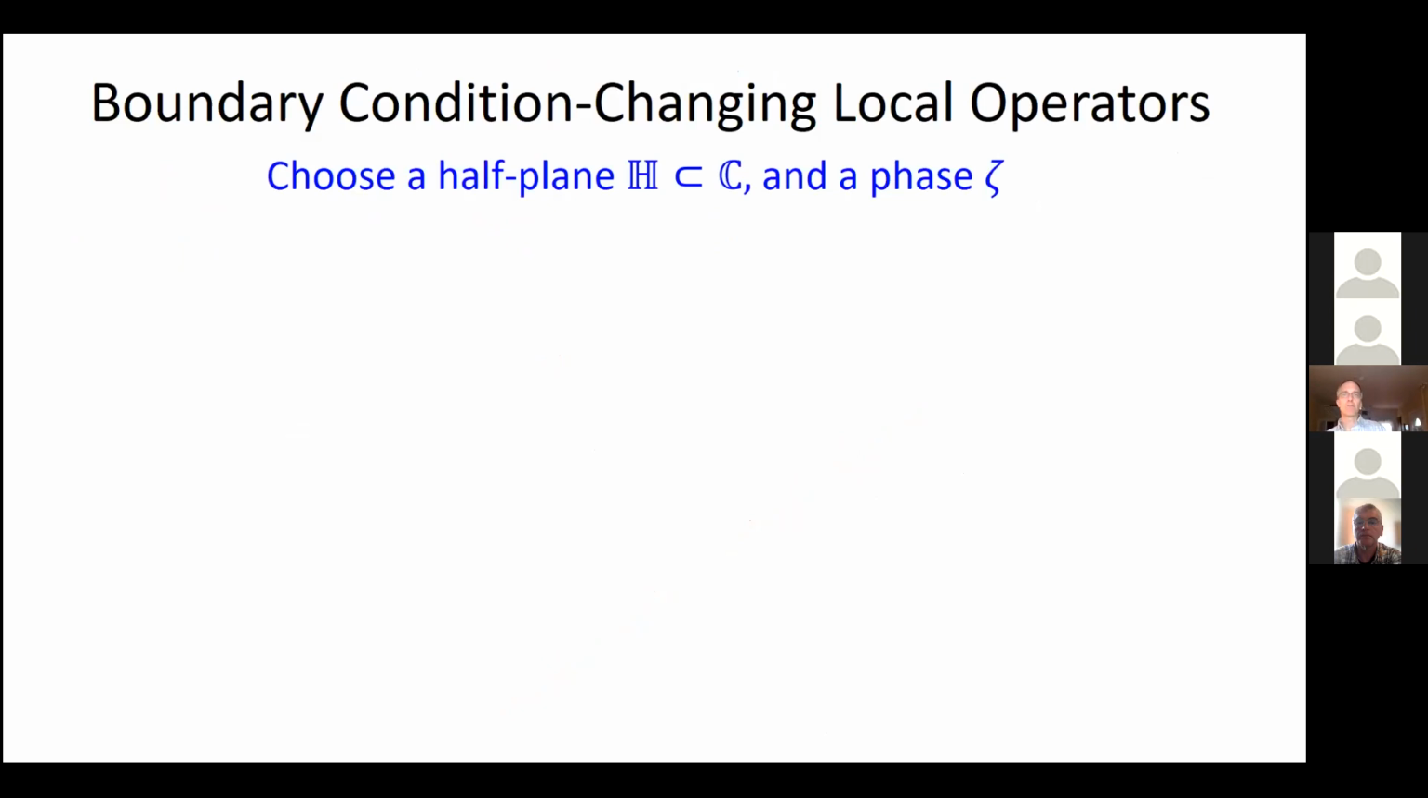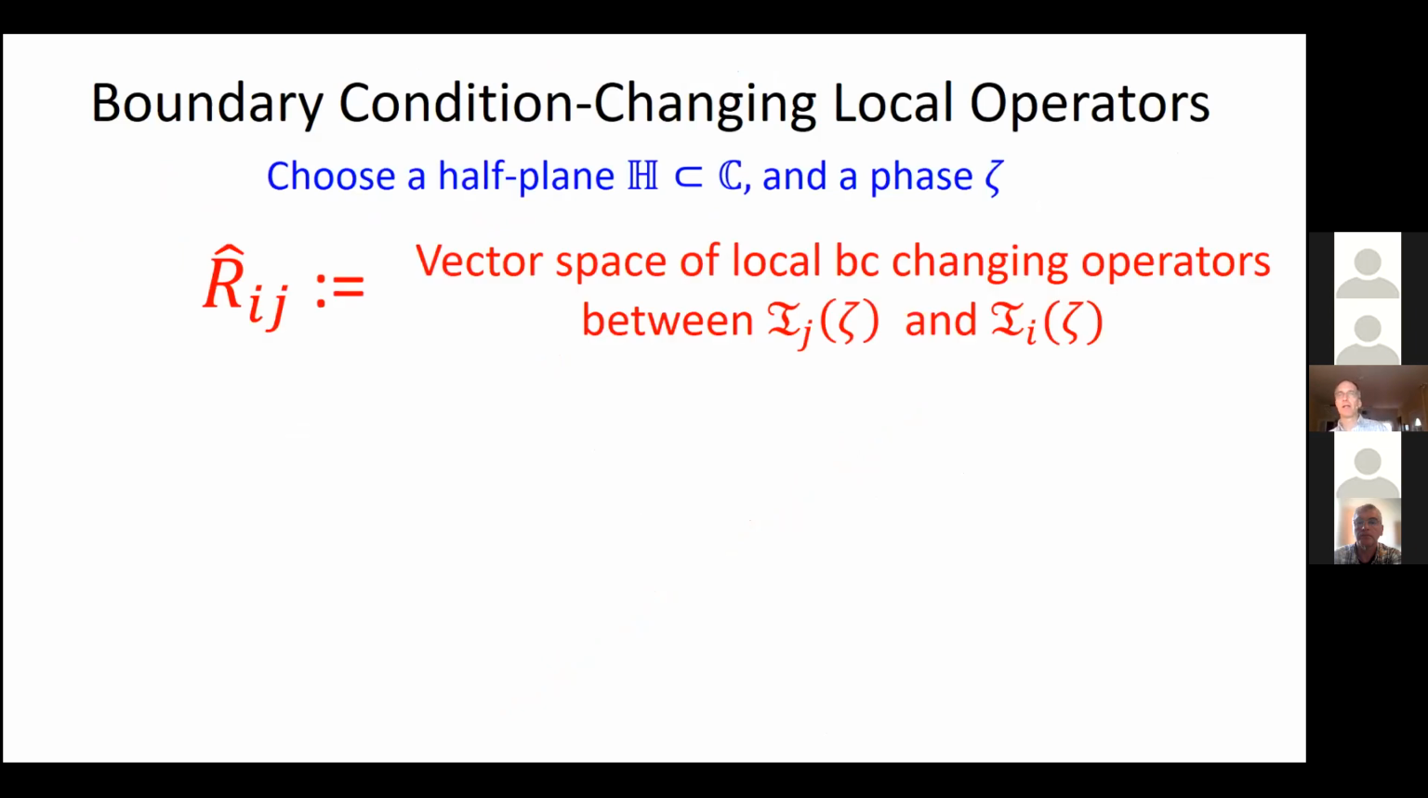Okay, so now we have these branes. So we choose a half plane and a phase, and we have these Lefschetz thimbles, and you can go on and define full branes associated with them. And now we can consider this vector space of local boundary condition changing operators in the quantum field theory between these two branes of type I and J. And I'll call that vector space R hat of IJ.